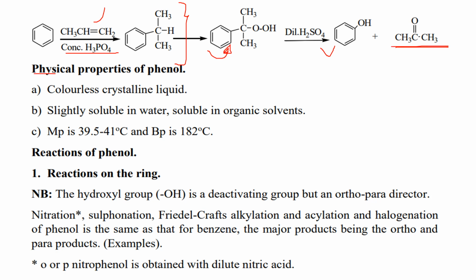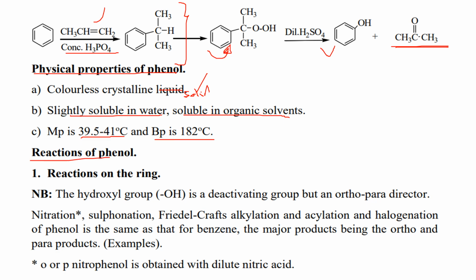So let's look at the physical properties of phenol. Physical properties of phenol, first of all, it's a colorless crystalline liquid. And the other one is, now this is a mistake. There's no colorless crystalline liquid. It's a colorless crystalline solid. Make an adjustment there. So you're saying that it's also slightly soluble in water, but very soluble in organic solvents. Its melting point ranges between 39.5 to 41 degrees Celsius, but its boiling point is 182 degrees Celsius.